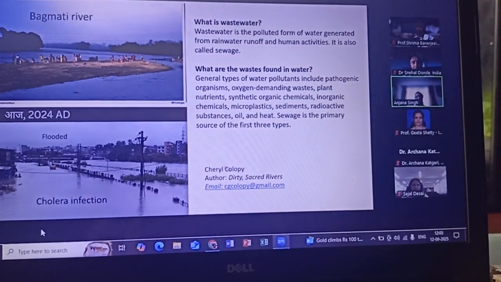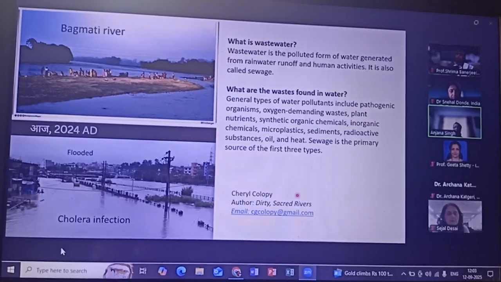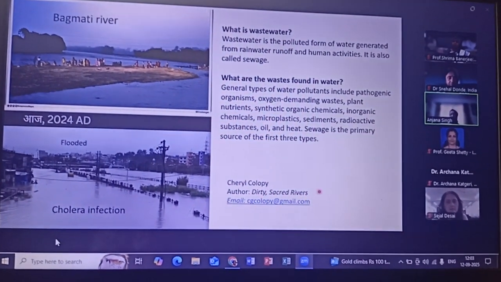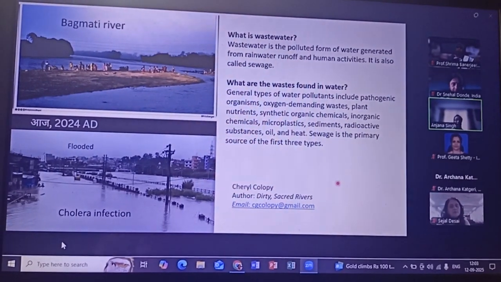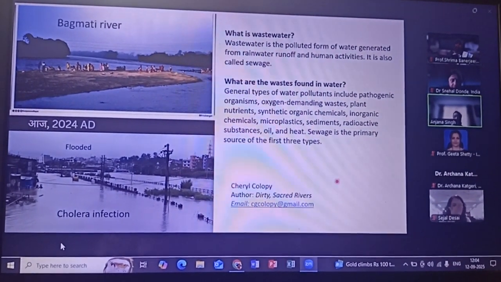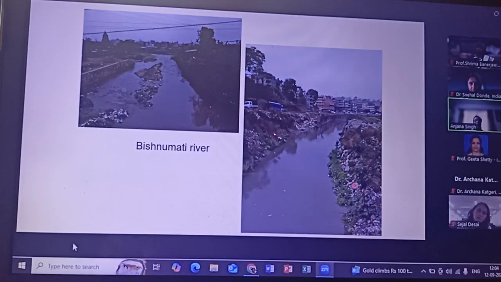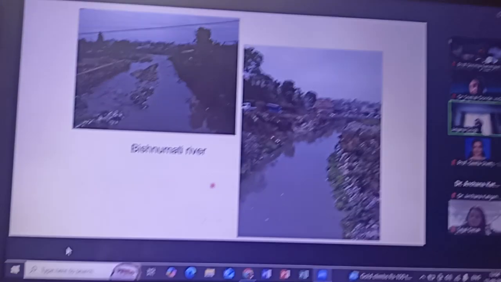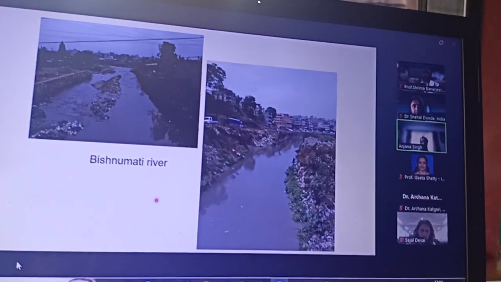So from Fulbright, there had been a visiting professor, Cheryl Colopy, and she has written a book on this Bagmati River, Dirty Sacred Rivers, which means that it once used to be a sacred river, but now due to the pollution it has become dirty. And this is again a little bit smaller river compared to the Bagmati River, which is also polluted, which I am showing in this figure.